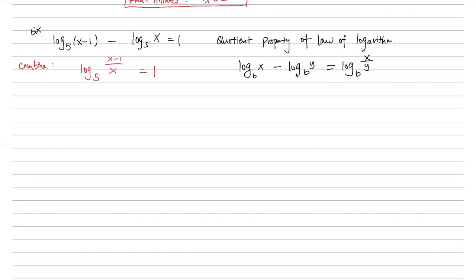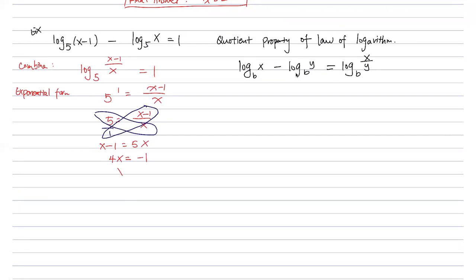And then we're going to rewrite in the exponential form. So which is 5 to the first power will equal x minus 1 over x. So we got 5 equal to x minus 1 over x. And now here I can just rewrite my 5 into 5 over 1, and then cross multiply. So I will end up with x minus 1 equal to 5x. So in this case, we'll have 4x equal to -1. So x is equal to -1 over 4.